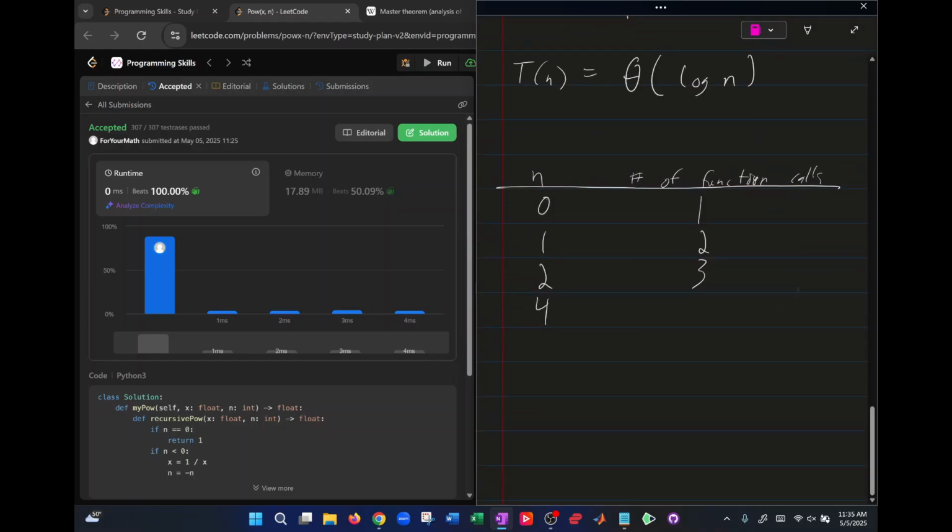When n equals 4, then we have to call it once to get down to 2, once to get down to 1, once to get down to 0, and then call it a final time when it's 0. For when the exponent is 8, we have to call it once to get down to 4, once to get down to 2, once to get down to 1, once to get down to 0, and then do it again, 1, 0, 5. And you can see how this is shaping out.